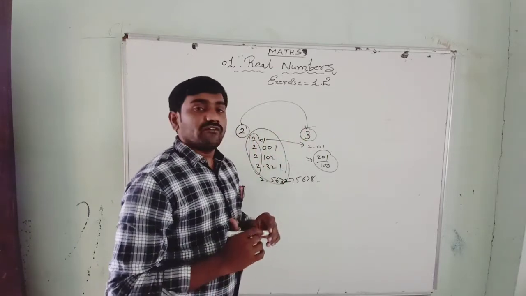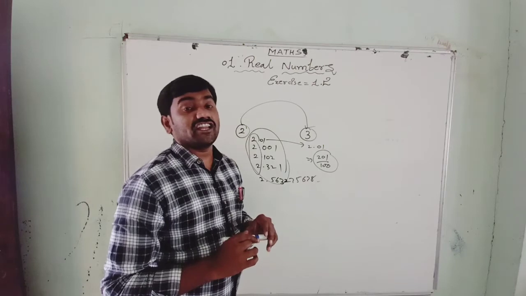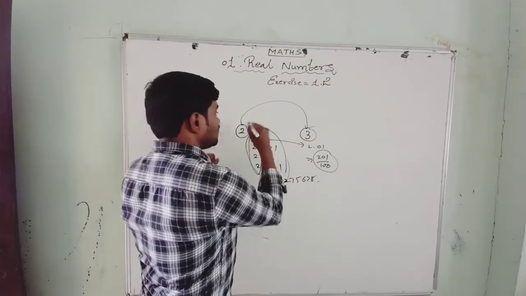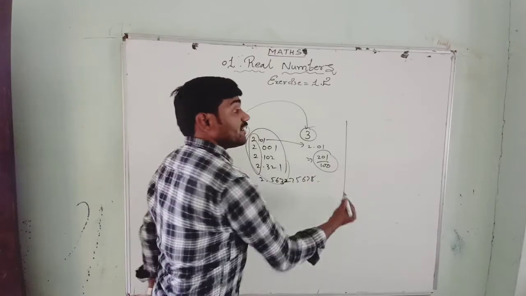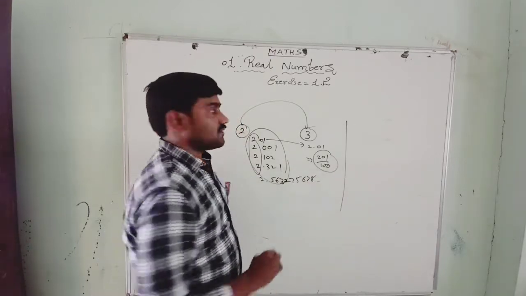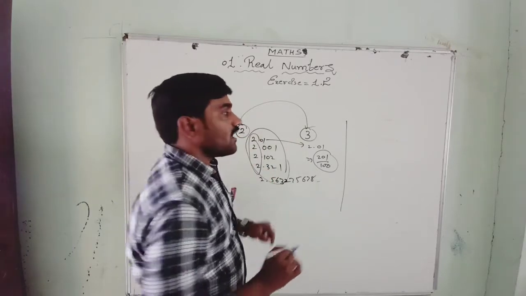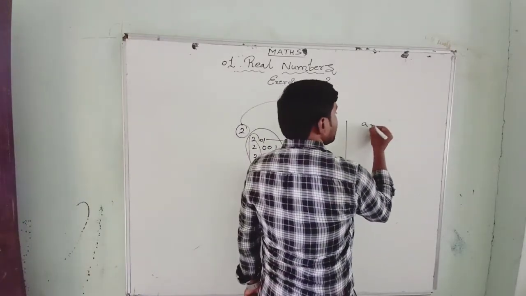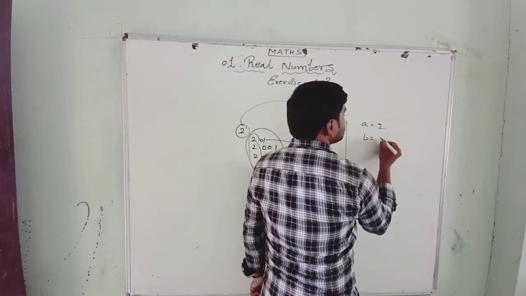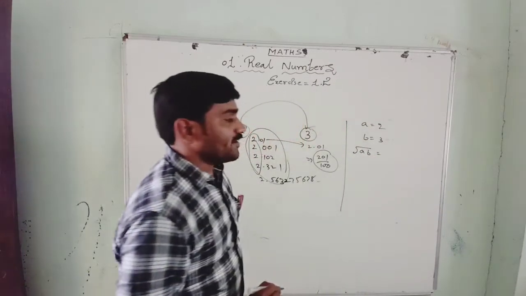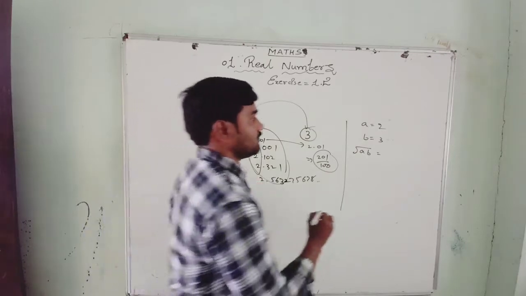So between two rational numbers we can write infinitely many rational numbers, and between these two numbers we can also write infinitely many irrational numbers. Not only rational numbers, between 2 and 3 we can also write infinitely many irrational numbers. Suppose this is A and this is B. Under root of AB, where A is 2 and B equals 3. Under root of AB is a formula to find the irrational numbers.